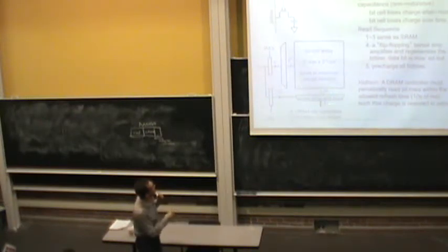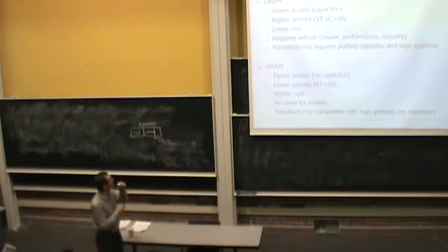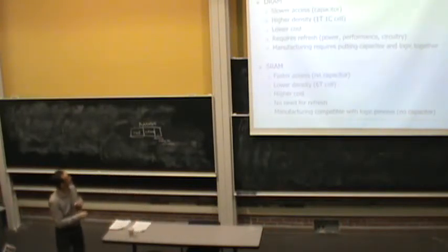Okay, so the read sequence is the same as DRAM. The main difference between DRAM and SRAM is how to do the sensing. So you have a sense amplifier that amplifies this bit line here. Okay, I will not go into too much detail here. We'll come back to this when we cover main memory. So what are the trade-offs?